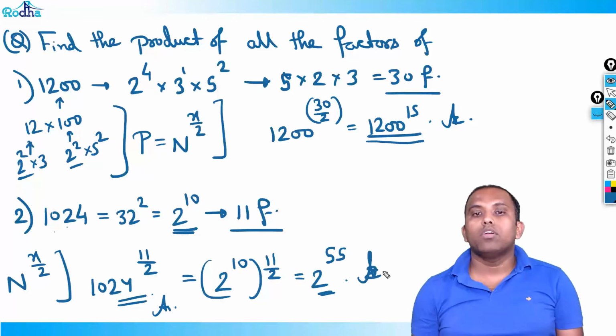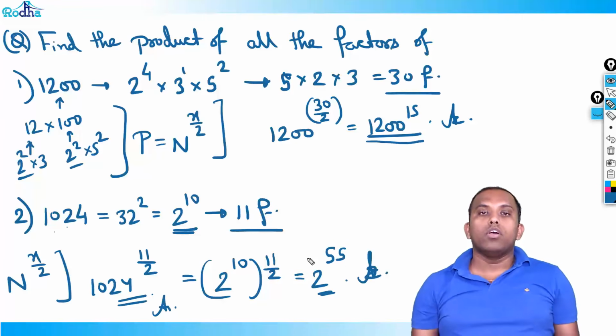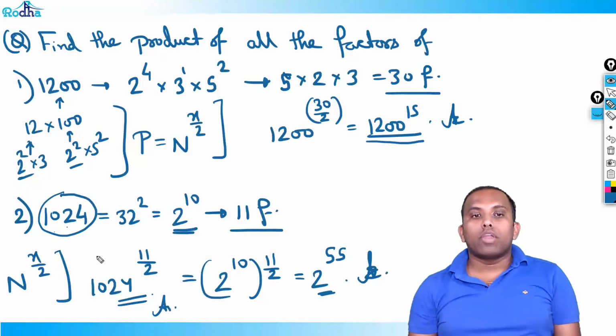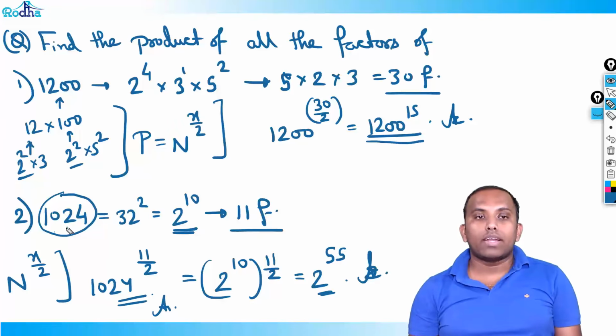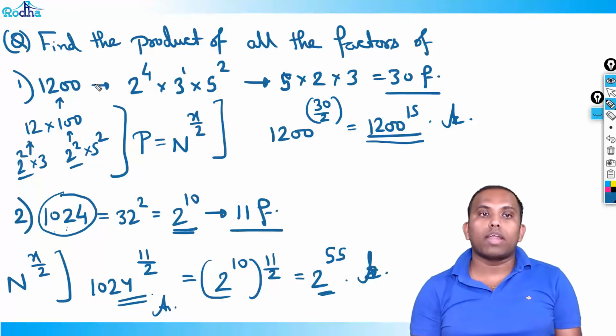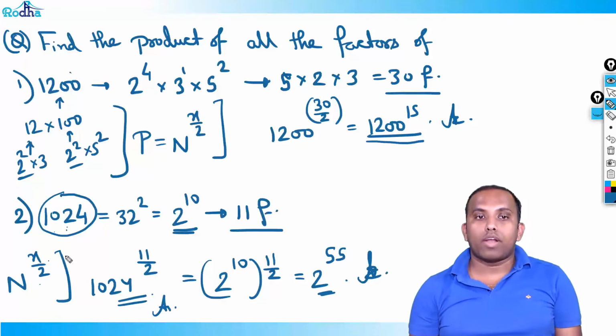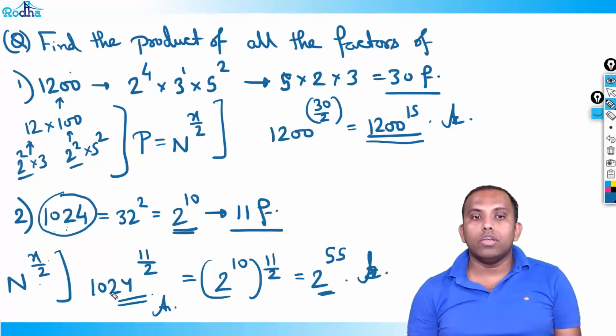So options may be like this. What is the answer? 2 raised to 55. So, find the product of all the factors of 1024. For any number, be it a perfect square like 1024 or a non-perfect square like 1200, the answer is N raised to x by 2, where x is the number of factors. So N is 1024 raised to 11 by 2, where 11 is the number of factors. The power is a decimal here, so we may not get options like this, so we can solve it further.